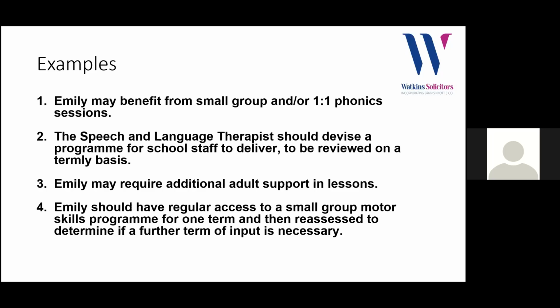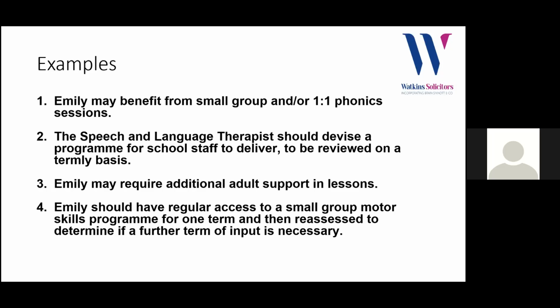Don't know. Emily may require additional adult support in lessons. Well, may require. What is may? She might not. How are you going to enforce that? Who knows what that is? And what is additional support? Is it by an experienced TA who's got some sort of qualification, or a TA that has experience in dealing with children or young people who have dyslexia, or autism if your child has autism, or whatever the diagnosis is. For example, if your child or young person has a medical condition, then it may be that you want the TA to have some first aid qualification.